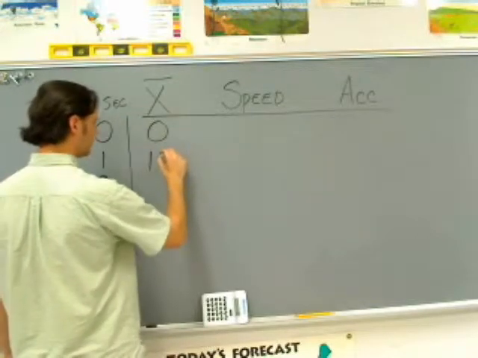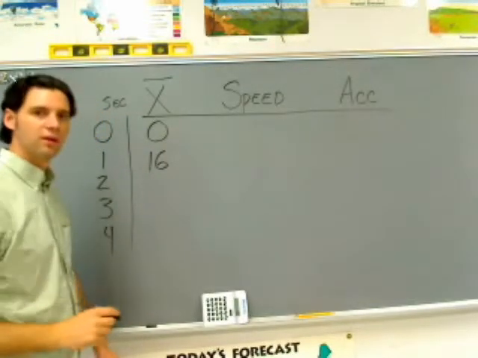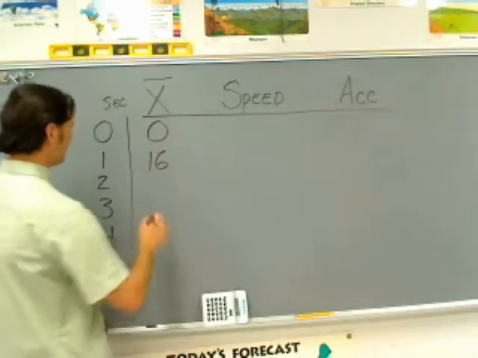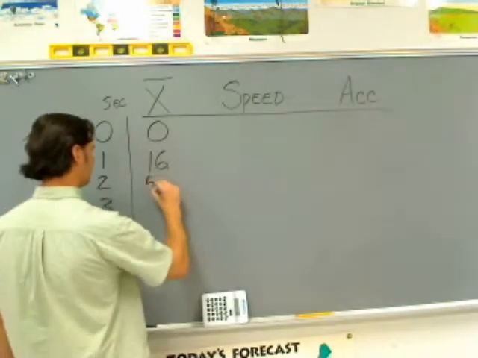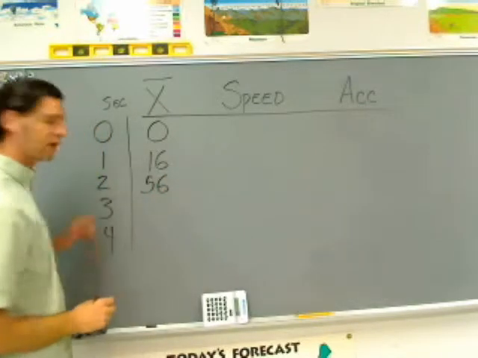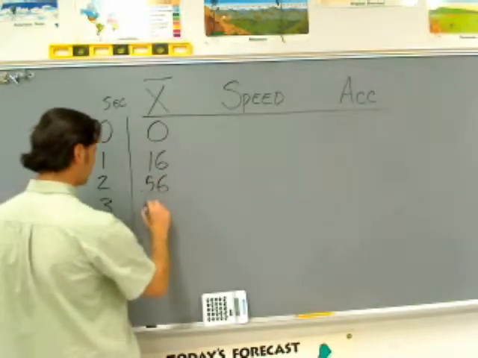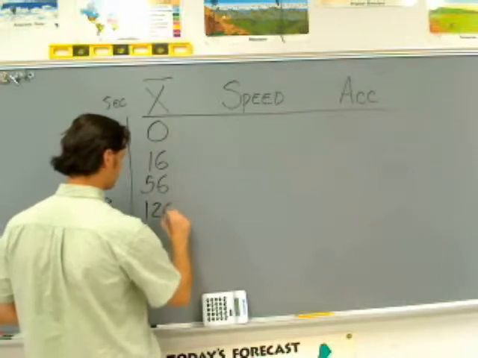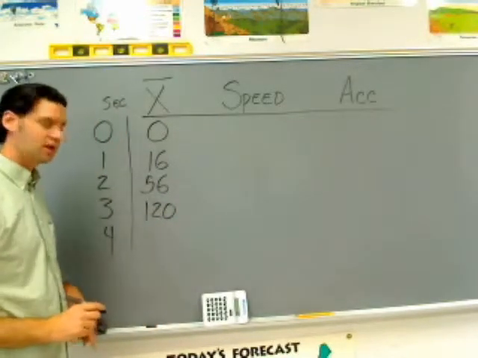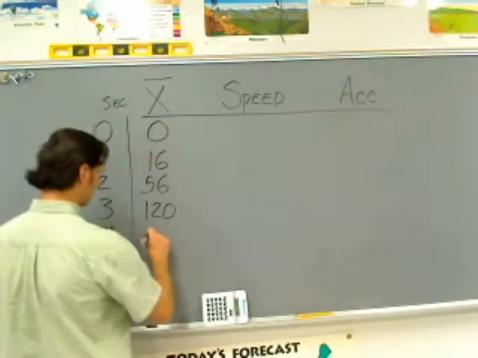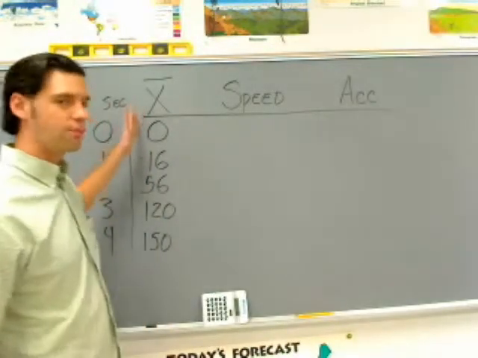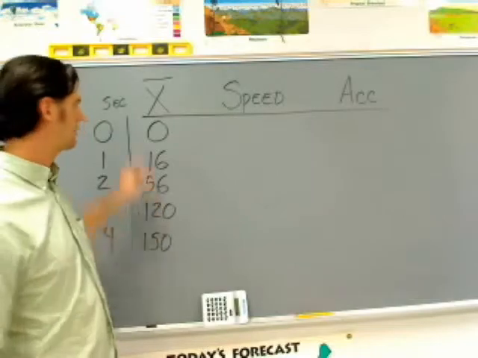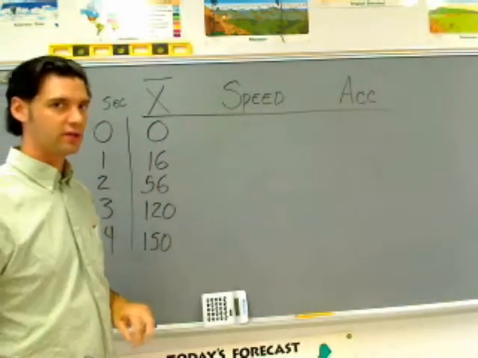Let's say at 1 second, it had gone 16 centimeters, remember. At 2 seconds, it had gone 56. At 3 seconds, let's say it had gone 120. And then at 4 seconds, let's say that it had gone 150. Again, these are our mean distances after we figure out the average distance that it went.